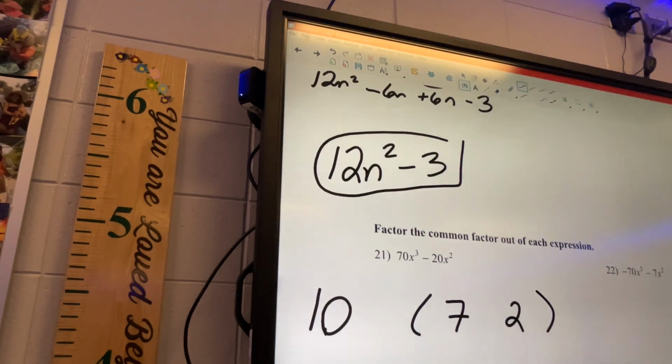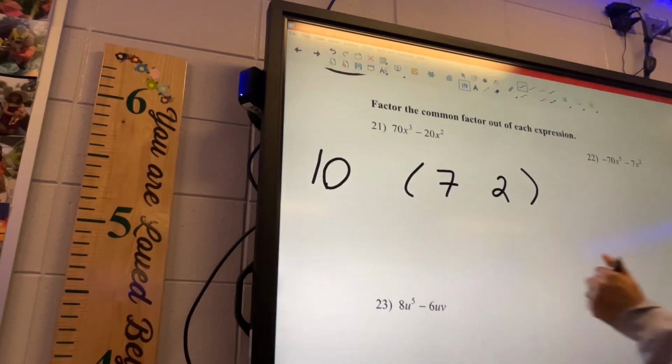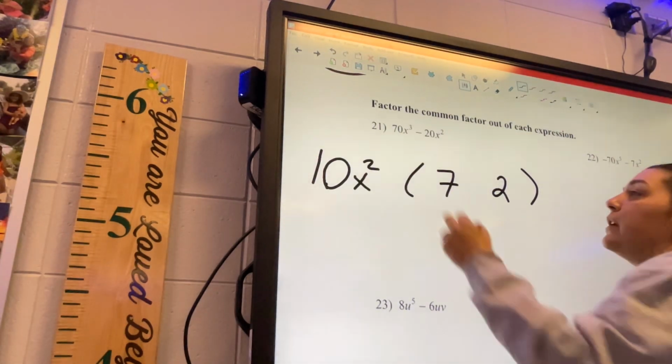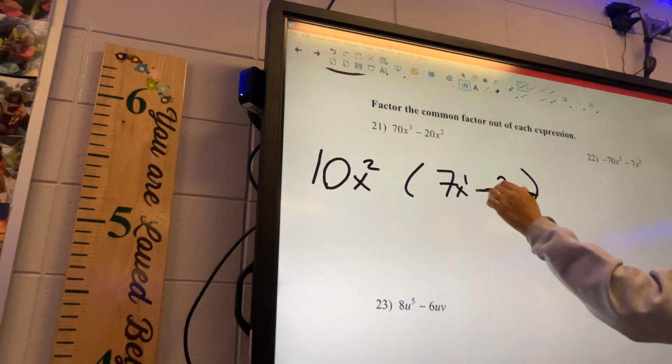Okay, how many x's does the first guy have? 3. Second guy? 2. So how many can I pull out? 2. Okay, I can take the smallest amount. So x2 can come out. So he's going to have 1 left. He's going to have none left. And then we put the sign back.